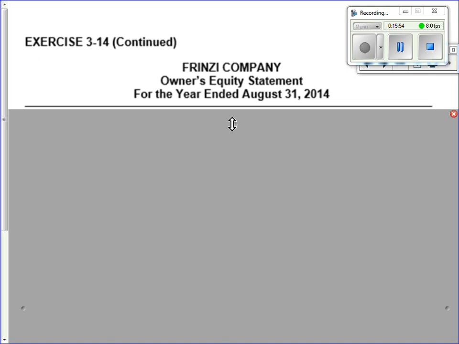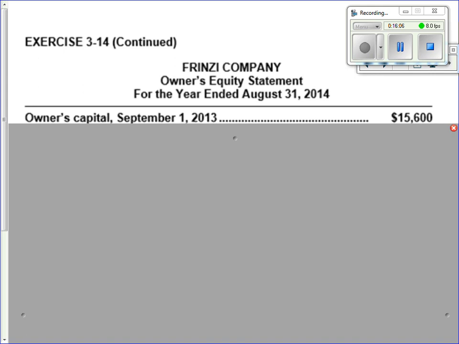Remember, with owner's equity, we take a look at what was owner's equity to start our fiscal year, what needs to get added to it, what needs to get subtracted from it, and then we're left with the end. Do you have a heading here? Nope. So we've got our owner's capital, comma, September 1. I'm okay with even the word beginning, if you remember using that in the last chapter. Either one is fine.